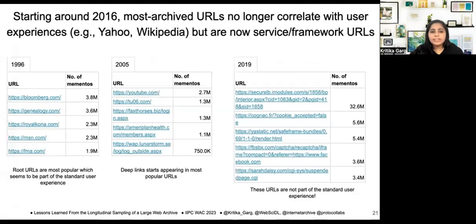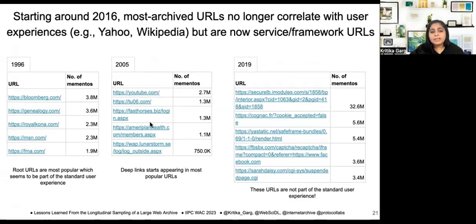We also noticed that starting around 2016, most archived URLs no longer correlate with the user experience, but are now service/framework URLs. In 1996, you can see root URLs like Bloomsburg.com, MSN.com, etc. are the most popular, which seems to be part of standard user experience back then.